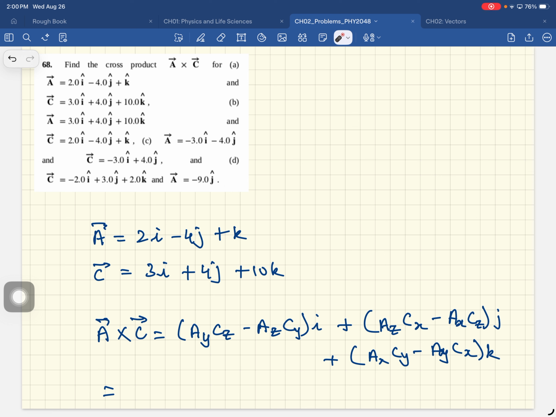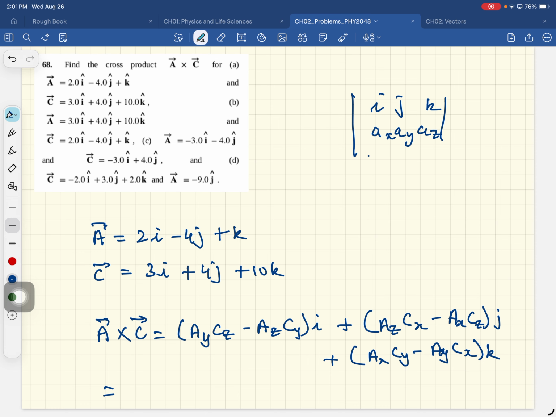All right, so again, A cross C is AY CZ minus AZCY, I. The y component is AZCX minus AXCZ, J, plus AXCY minus AYCX.